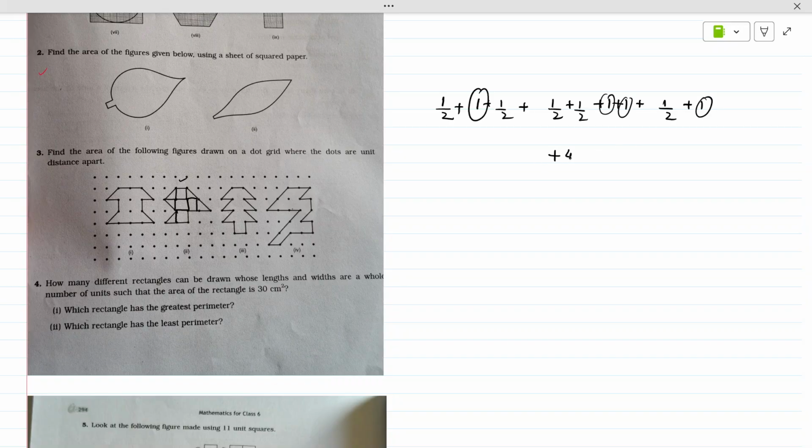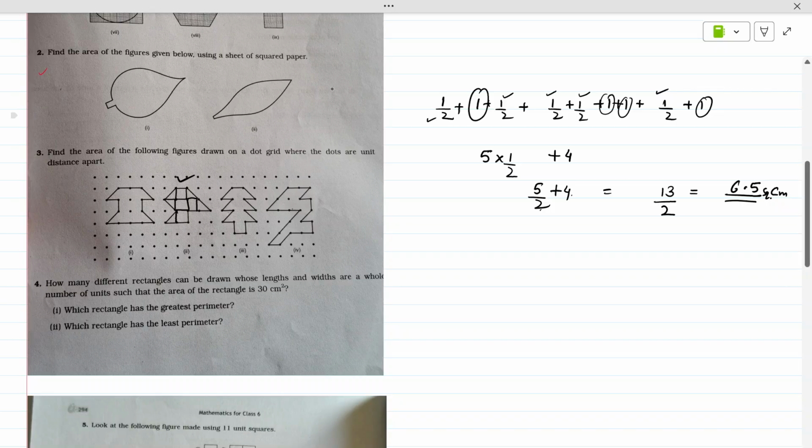We have 4 full, and now let's add half. 1 half, 2 half, 3 half, 4 half and 5 half. So I can say we have 5 halves. 5 by 2 plus 4, which will be equal to 4 into 2 is 8 plus 5, 13. 13 by 2. And if you divide this, this will be equivalent to 6.5. If we are taking 1 square as centimeter square, then this is 6.5 square centimeter. Okay, so this is how we have to do this question, kids.